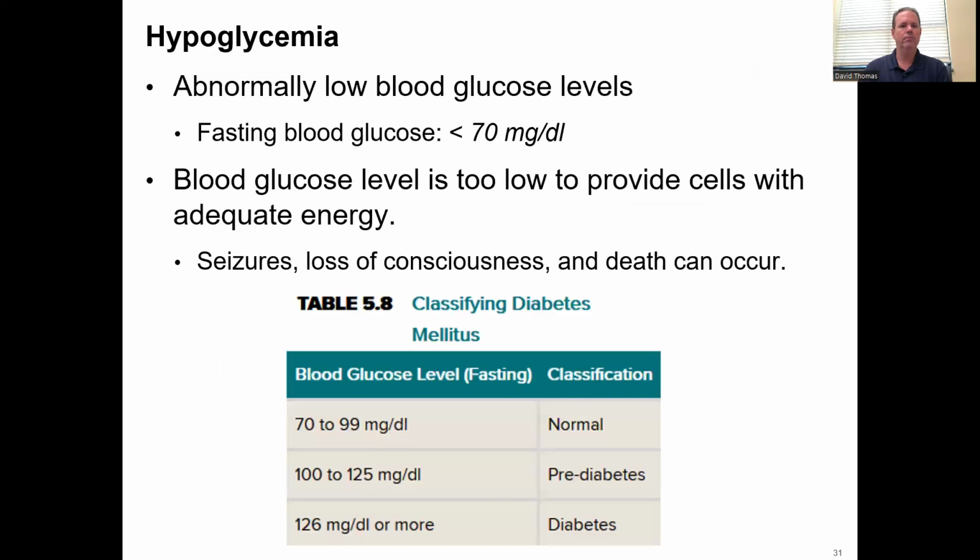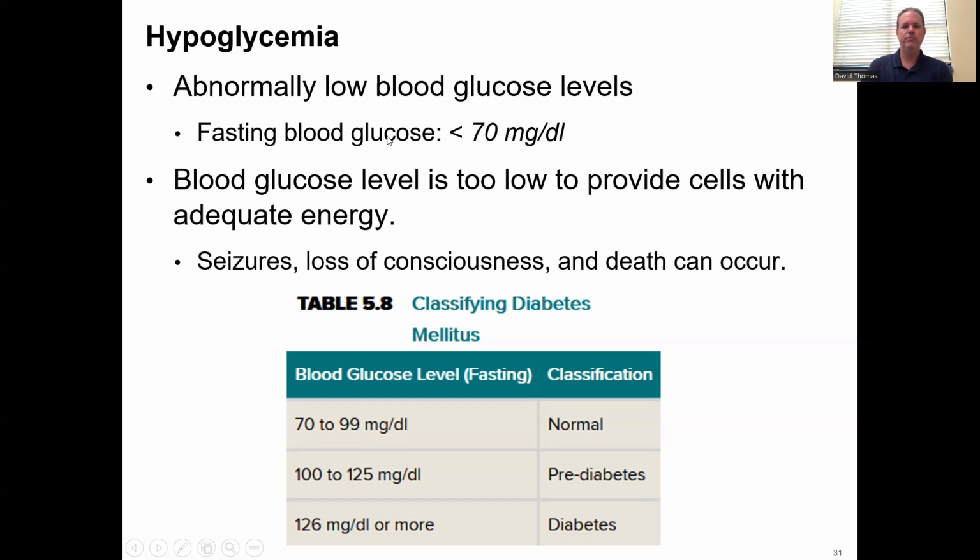A couple of words for you. Definitions: hypoglycemia. That prefix you've probably seen before. Hypo means lower than. Emia refers to what's in the blood, and the glyc right there, GLYC, is referring to glucose. And so hypoglycemia is low blood glucose levels.